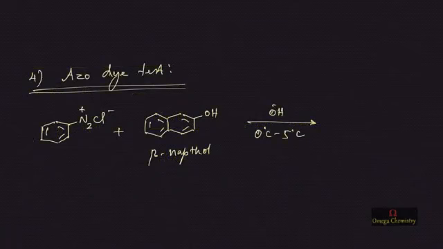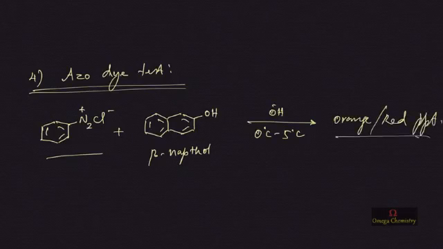The fourth test is the Azo dye test. This test is given by aromatic primary amines only. When an aromatic amine like aniline is diazotized, we will get benzene diazonium chloride, which should be coupled with beta naphthol in alkaline medium at ice cold condition. We get a characteristic orange or red colored precipitate, right? This must be a dye, and that's why the name Azo dye test. This will be given by only primary aromatic amines.